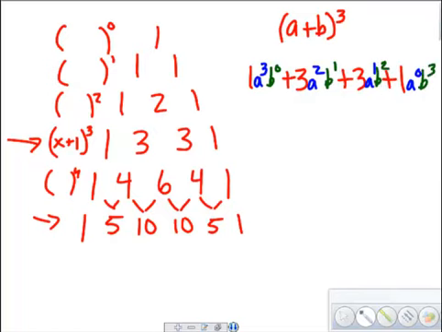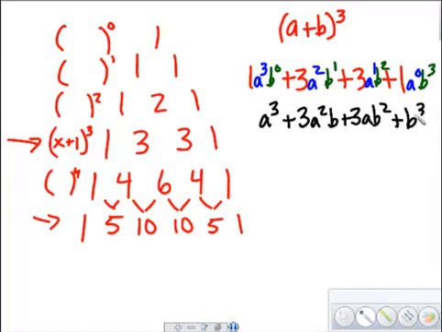So now let's clean this up a little bit. Let's see what we got. Anything to the 0 power is 1, and then 1 times a to the third will just be a to the third, right? And then here, that'll just simplify to 3a squared b, and then this will just be 3a b squared, and then a to the 0 will just be 1, and then b to the third power times 1 will just be b to the third power. Okay? That's how you do that.